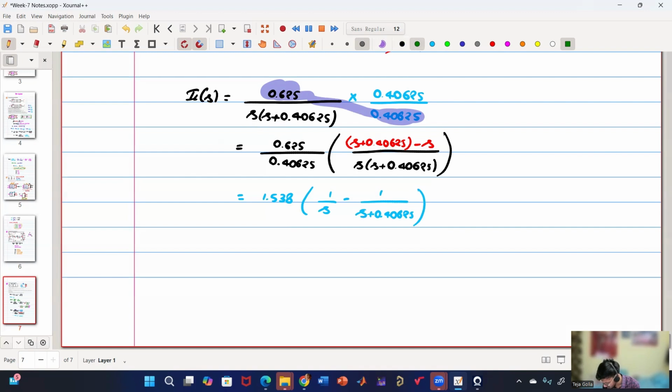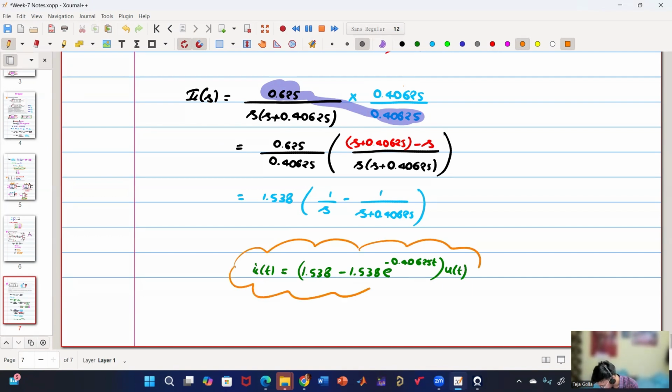So now what is the I L of t expression? Anyone? It is 1.538 into u of t, minus 1.538 into e power minus 0.40625 t into u of t. Very good. Total you can write u of t, in amperes. So this is the final expression.